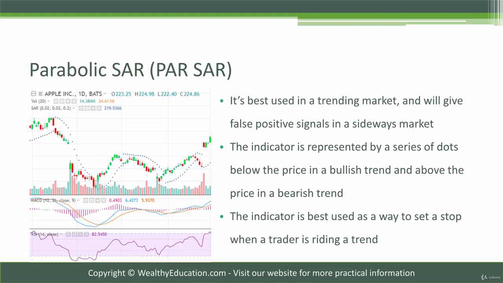The indicator is represented by a series of dots, which we'll see in just a moment, below the price in a bullish trend, and a series of dots above the price in a bearish trend. The indicator is best used as a way to set a stop for our trade when we're long in a bullish trend or short in a bearish trend. And you'll see how we use the indicator to set stops in the charts. So let's take a look at a few charts and see how the parabolic SAR can help our trading.